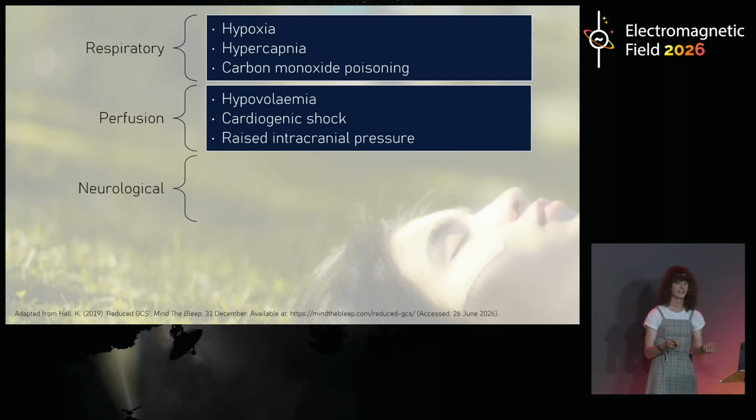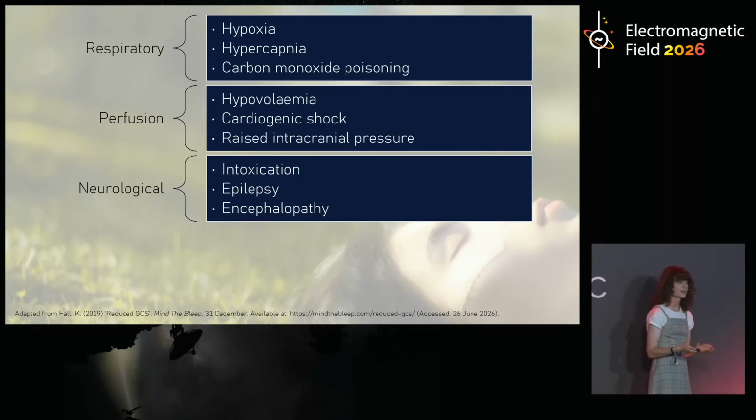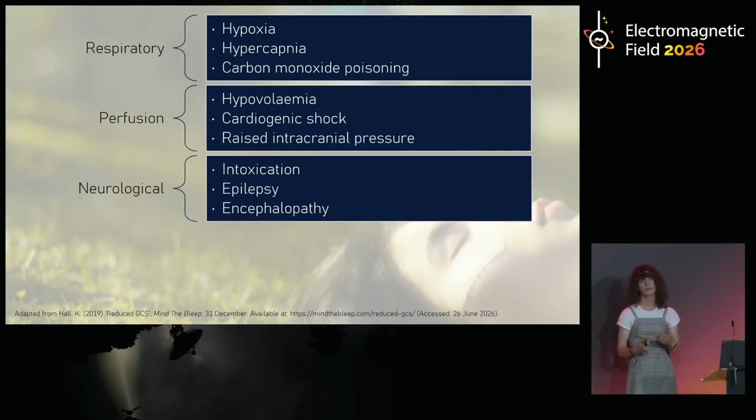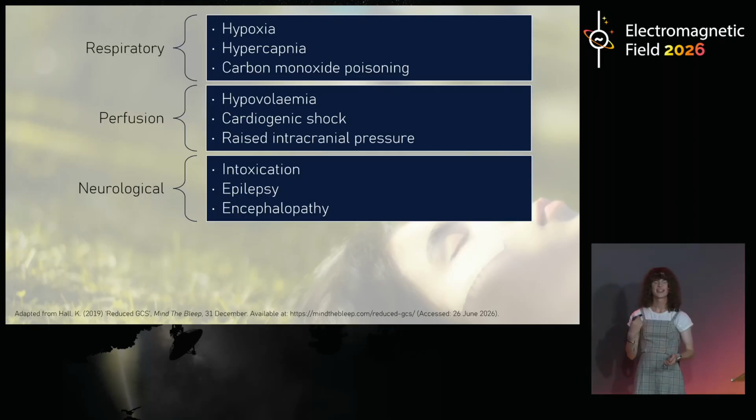Then we've got our brain causes. So this might be things like intoxication, where someone's taken drugs. It might be epilepsy, where someone's having a seizure and we just don't notice the nature of the seizure. Or it might be encephalopathy, which is a little bit of a cheat in here, because it basically just means something wrong with the brain. But here we're thinking about things like space-occupying lesions in particular, which is where you've got a mass in your brain.